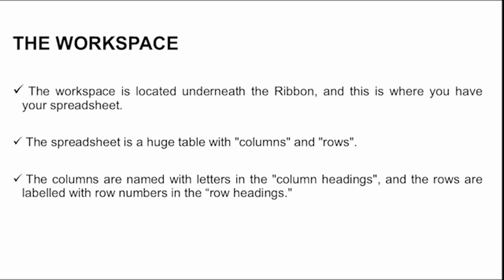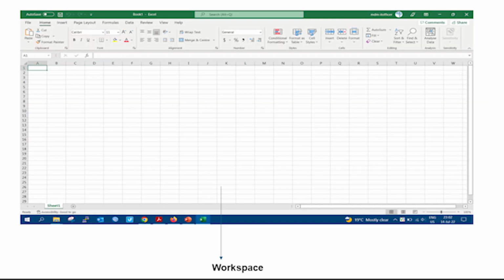The Workspace. The Workspace is located underneath the ribbon, and this is where you have your spreadsheet. The spreadsheet is a huge table with columns and rows. The columns are named with letters in the column headings, and the rows are labeled with row numbers in the row headings. By clicking on a column heading, you can select the cells in the whole column, and the same is true if you click on a row heading.